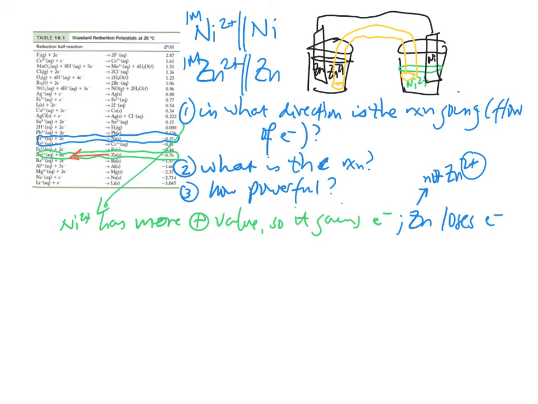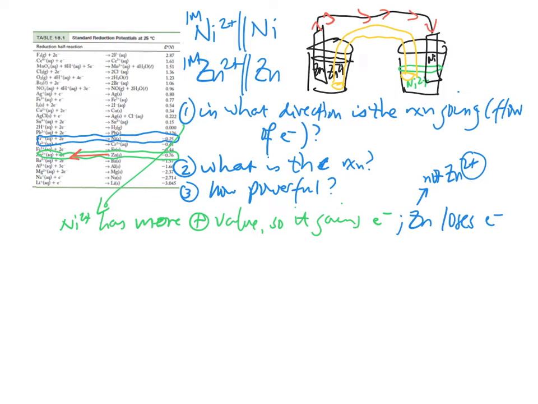So nickel is going to be gaining electrons from zinc. So if we were to indicate the flow of electrons along the wire, they're going to be leaving zinc. And imagine these were good arrows, and they're going to be heading to the nickel side. Okay, so that would be the answer to question 1.